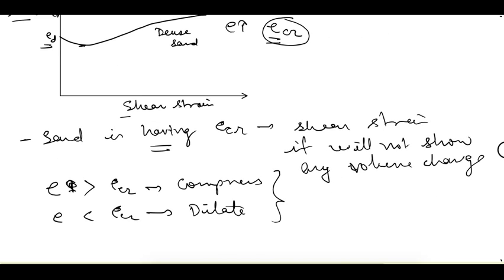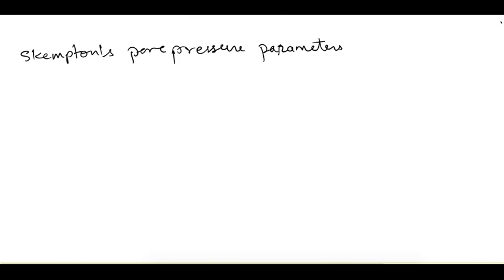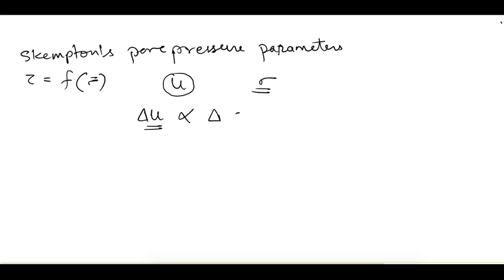So after this, the next thing that we have to study is the Skempton's pore pressure parameters. We know that the shear strength of the soil is a function of effective stress on the soil, but the calculation of effective stress is difficult in the field because we do not know the pore water pressure in the field, but we do know the total stress that is coming on the soil. So if we can find a relationship that relates the change in pore water pressure with the change in total stress, then our problem is solved.